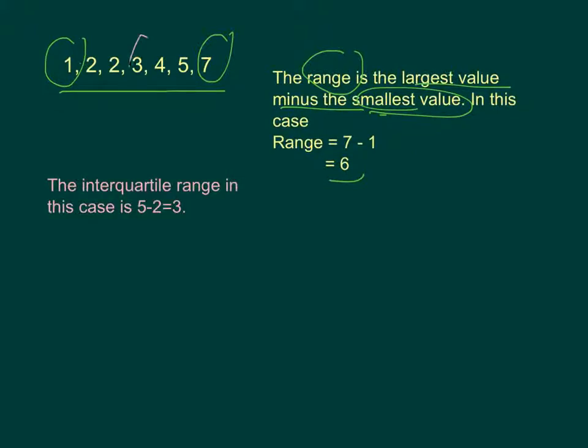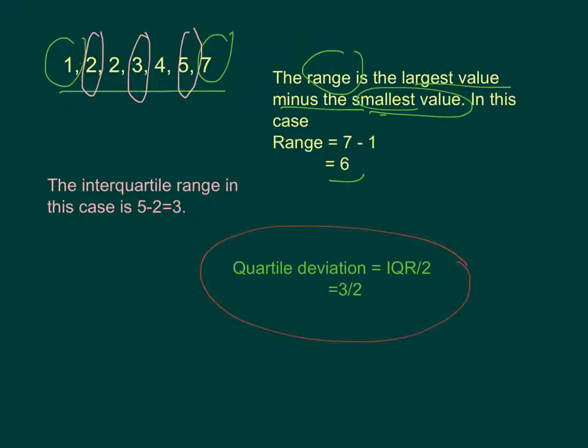The median in this case is 3. The first quartile is 2, and the third quartile is 5. So the interquartile range for this set of data is just going to be 3. Finally, we have another concept called quartile deviation, which is basically the interquartile range divided by 2. So in this case, it's 3 divided by 2, or 1.5.